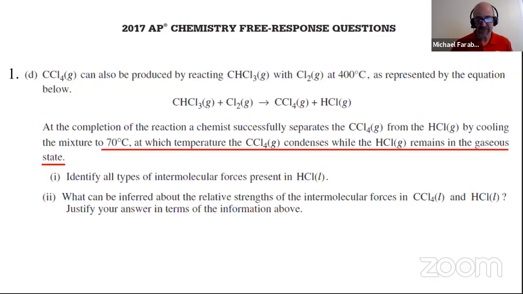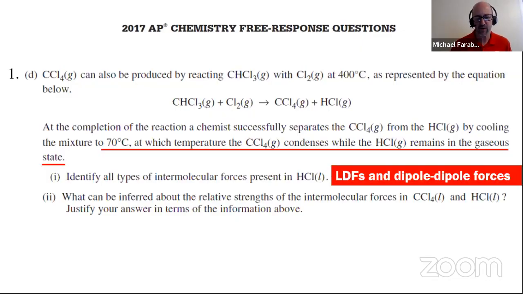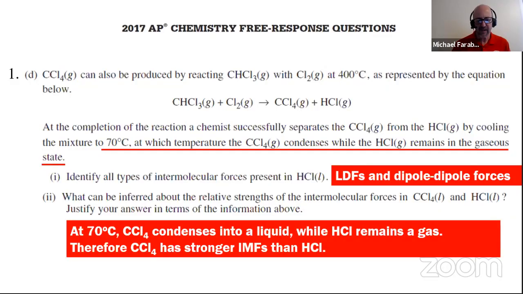You should mention LDFs, so London dispersion forces, and dipole-dipole forces, because it's a polar molecule. What can be inferred about the relative strength of the intermolecular forces? So many students ignored the data and said that HCl had stronger forces. But clearly, if at this temperature CCl4 condenses into a liquid, while HCl remains a gas, it is the carbon tetrachloride that has stronger intermolecular forces than the hydrogen chloride. So you have to go with the data.